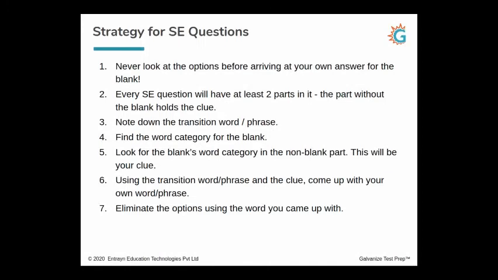That's all. It's as simple as that. You'll spend another 5 seconds. Fine. So for these two, you spend 10 seconds. Come here. Step 6. You use the clue and the transition word or phrase that you found earlier to come up with your own word or phrase. Spend another 5 seconds on it.